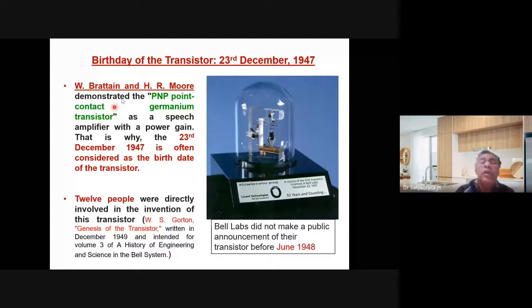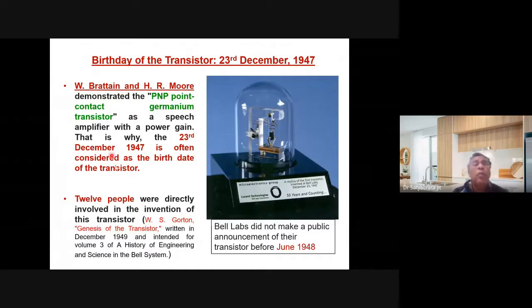So now the history is that Brattain and Moore demonstrated the PNP point contact germanium transistor as a speech amplifier with a power gain on 23rd December 1947. Brattain and Moore demonstrated the speech signal amplification by using this point contact transistor. That is why we celebrate the birthday of the transistor as 23rd December 1947, worldwide.